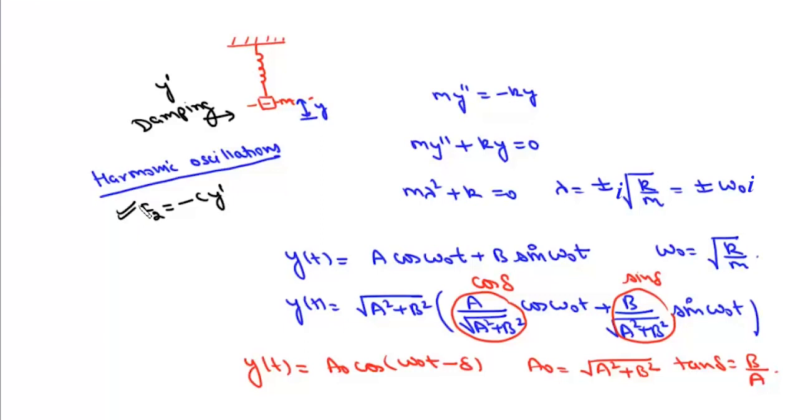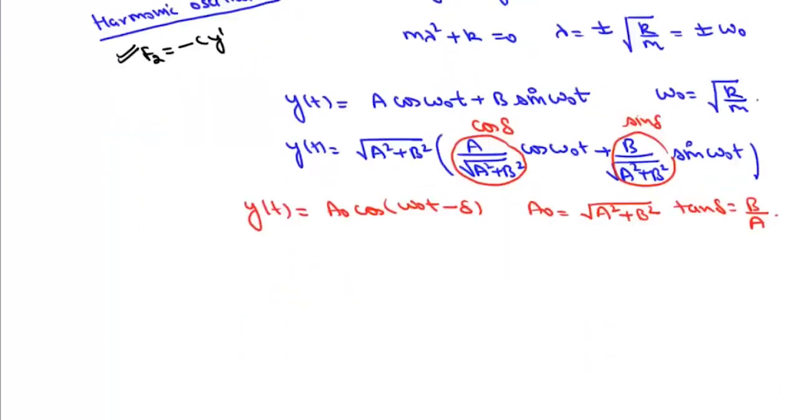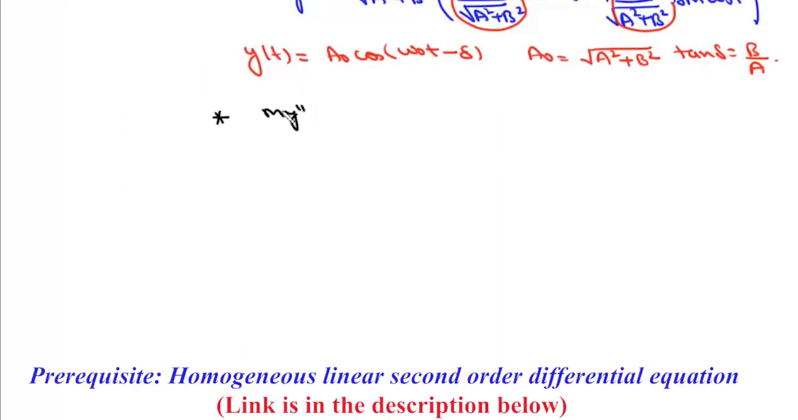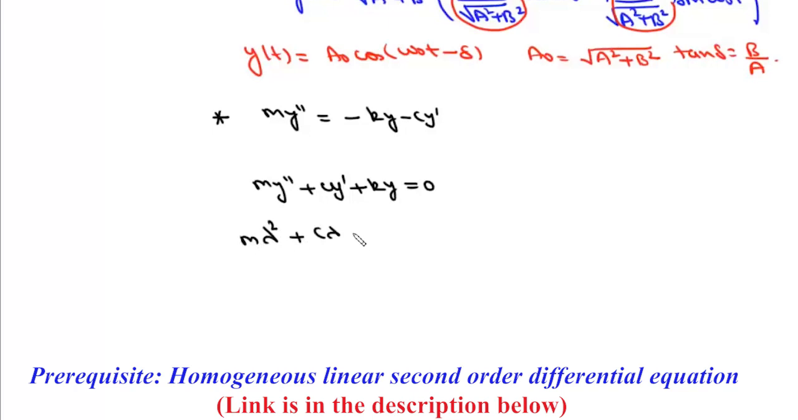Now with this damping force, this mechanical system can be expressed by this second order differential equation as m y double dash, and it is equal to minus this spring force and this damping force. So we can write this as m y double dash plus c y dash plus ky equals 0. Now we'll write its corresponding characteristic equation. So it will be m lambda square plus c lambda plus k equals 0.